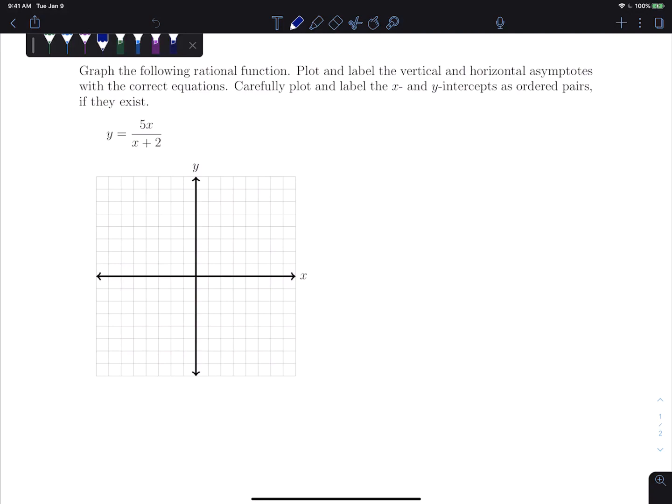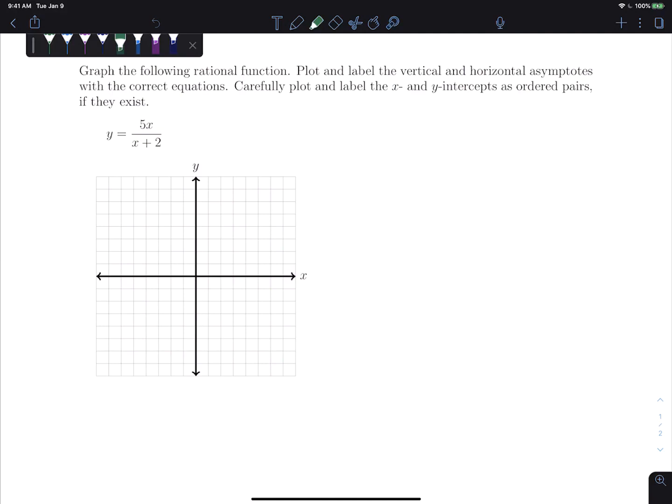Hello. In this video, we're going to graph the following rational function. We're going to plot and label the vertical and horizontal asymptotes with their correct equations, and then we're going to carefully plot and label the x-y intercepts as ordered pairs, if they exist. And then we're going to use those to go ahead and graph the function itself.